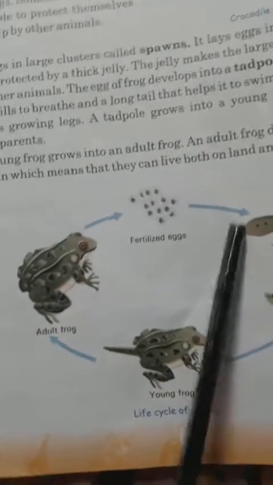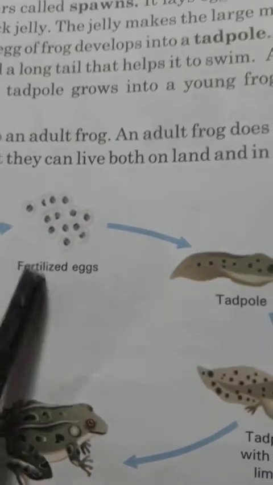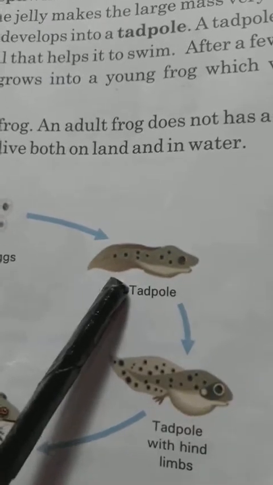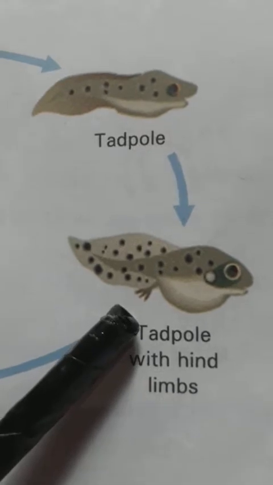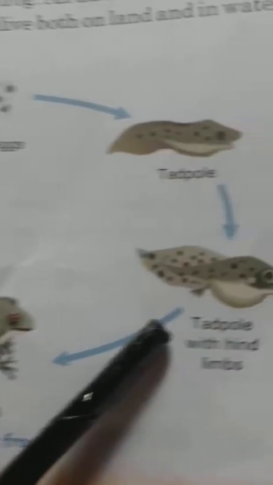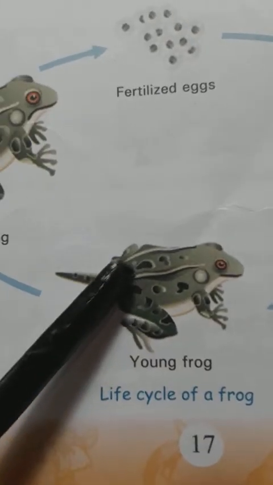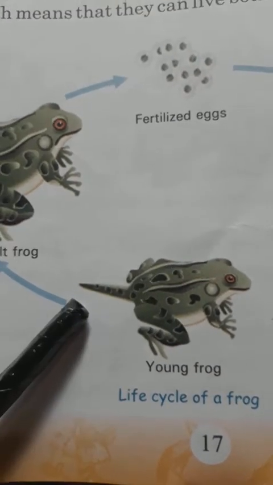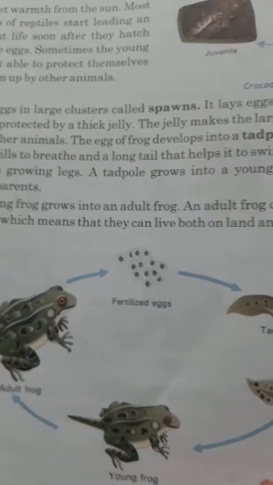Okay, so you can see in the picture how a frog forms. See, first the egg, after that the tadpole, it looks like a fish, and after a few days, the legs come out. This is called a tadpole with hind limbs. And after that it forms into a frog body, with the tail, see, and after it grows big, the tail will be lost. Now this is the life cycle of a frog, how it forms.